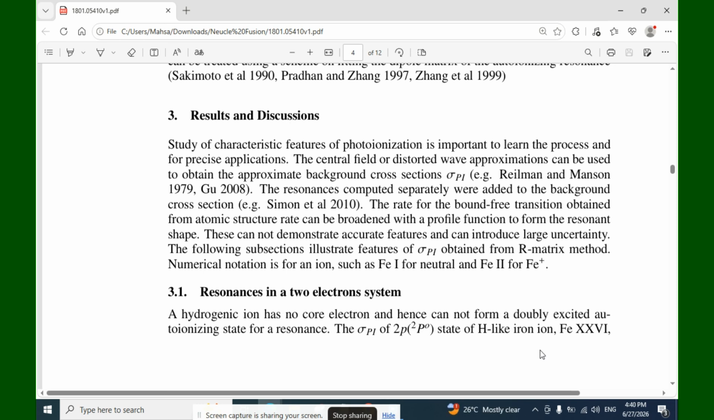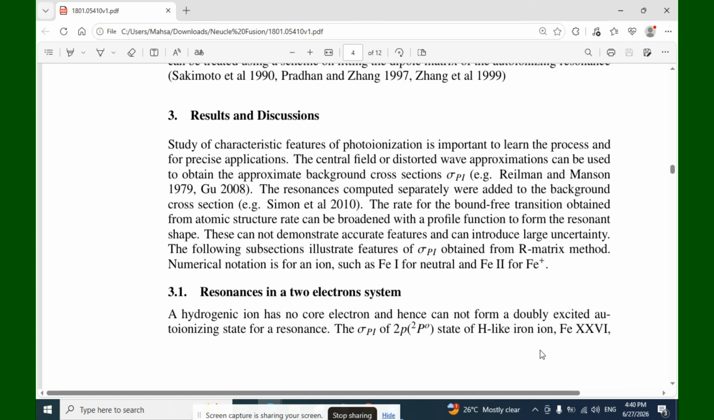Later, in 2008, the resonances computed separately were added to the background cross sections. For example, Simon and colleagues in 2010. The rate for the bound-free transition obtained from the atomic structure rate can be broadened with a profile function to form the resonance shape. These cannot demonstrate accurate features and can introduce large uncertainty.